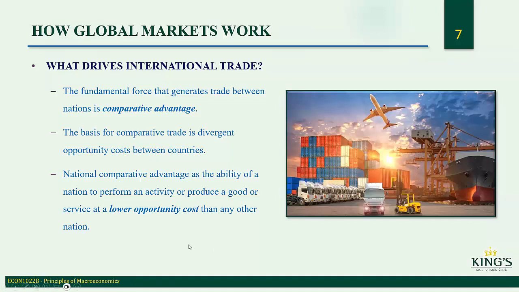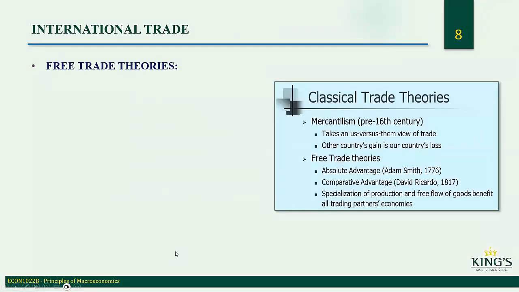So other countries can do it at a lower opportunity cost. Just in terms of a brief history, there's three different ideas that are important here. Mercantilism, this is sort of us versus them. Basically, the idea is that you can gain, but at the expense of others. It misses a very important aspect of trade, the gains that can occur, and it assumes a zero-sum game.